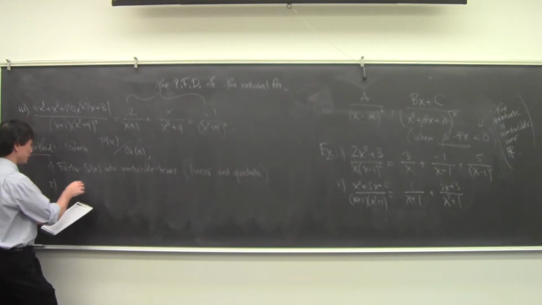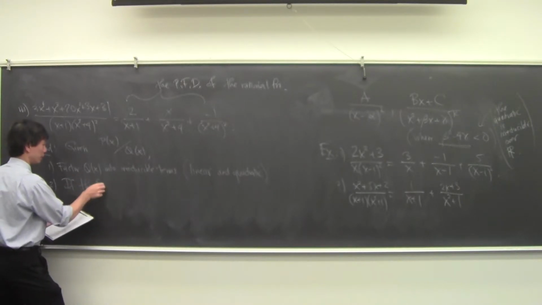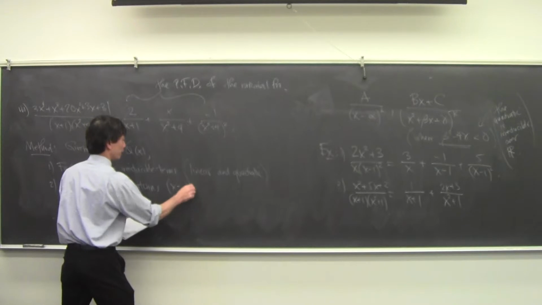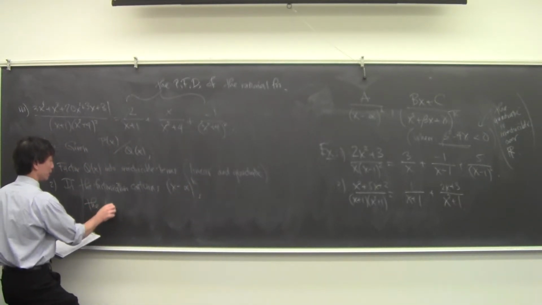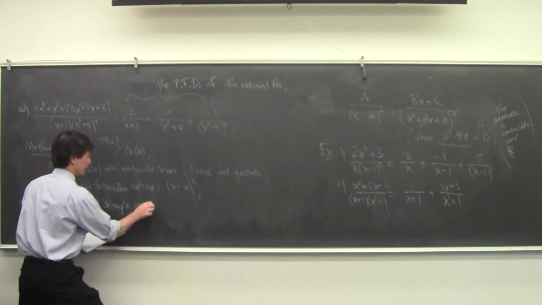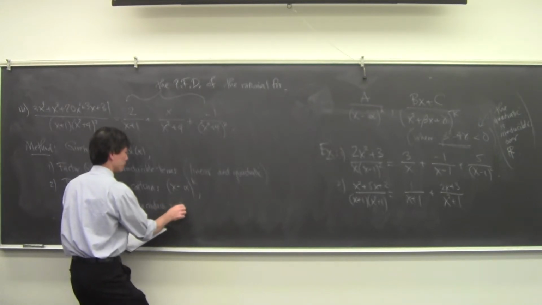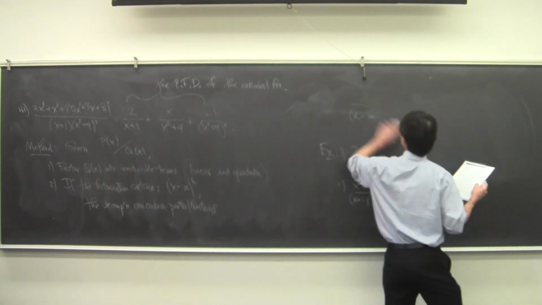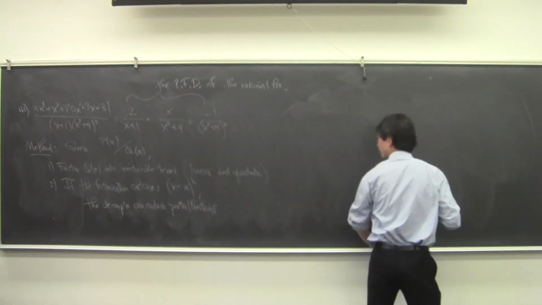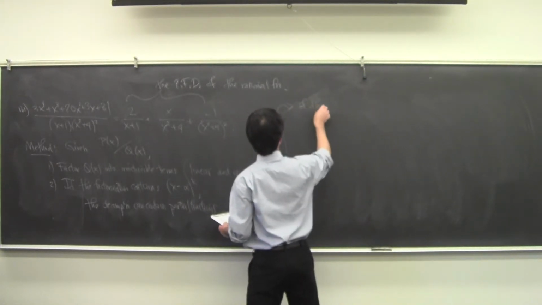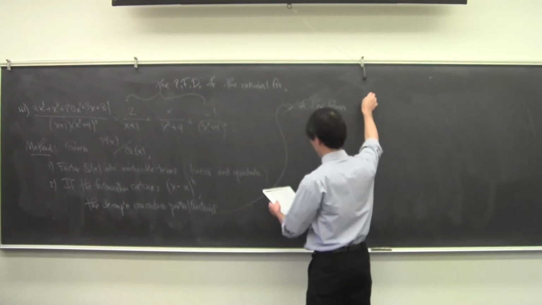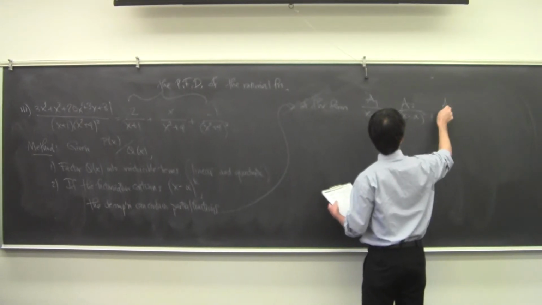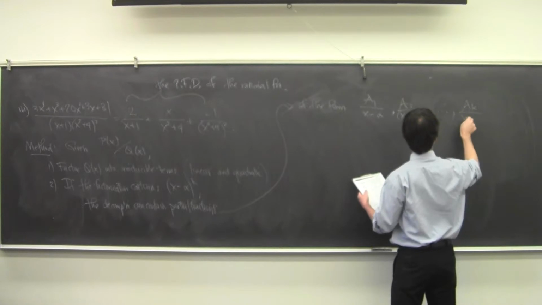Okay. So once you've got the factorization, if the factorization contains something of the form (x minus alpha) to the k, then the decomposition can contain partial fractions of the form a1 over (x minus alpha), a2 over (x minus alpha) squared, a3 over dot dot dot, a sub k over (x minus alpha) to the k.